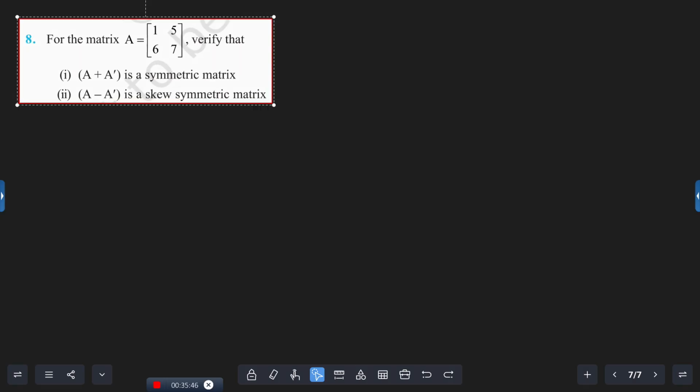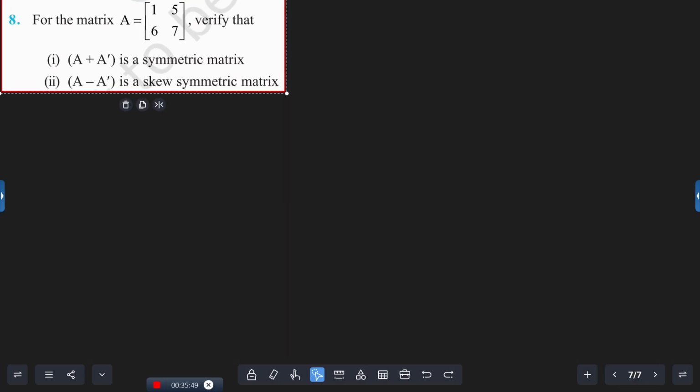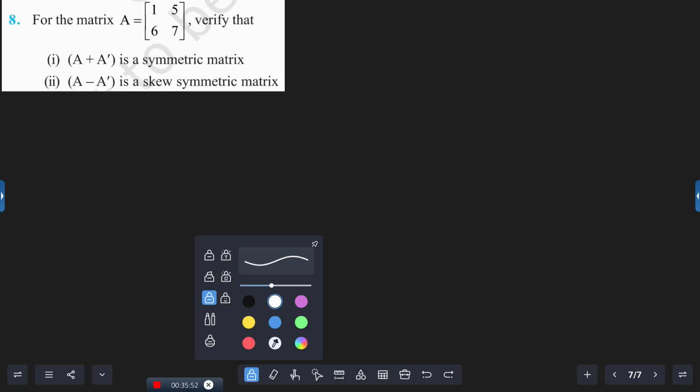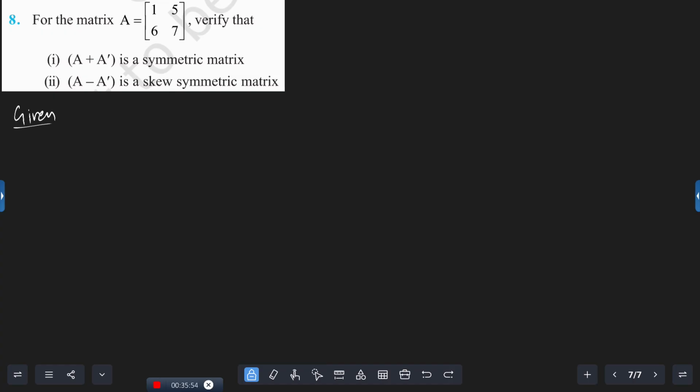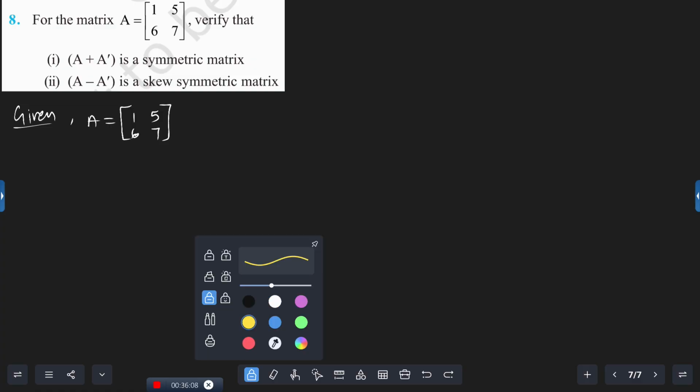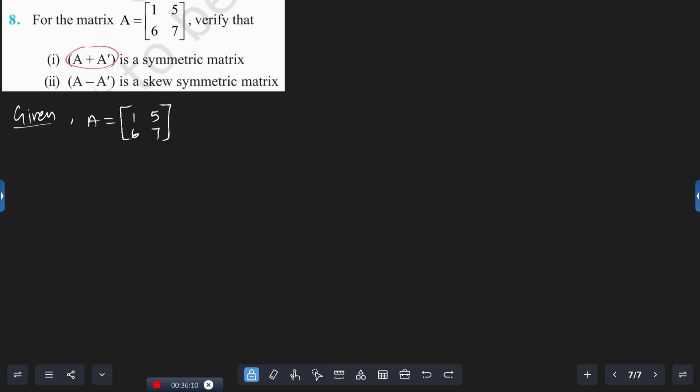The 8th one has 2 subdivisions. I will do both, just listen. Given is a matrix A: 1, 5, 6, 7. They asked to verify that A plus A dash is symmetric. You want to find A plus A dash. After finding this matrix, you take it as P. Now is P symmetric or not? When you take P dash, it should give P. Like that, you have to check. That is the work you have to do.